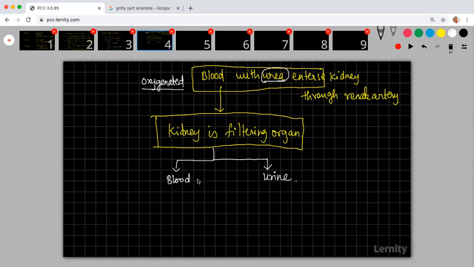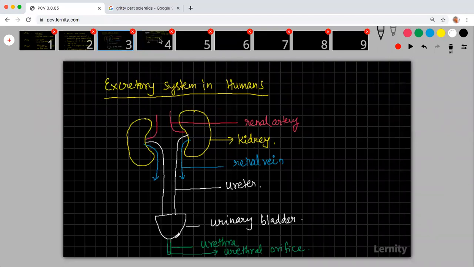From blood, what has happened? Your blood is separated separately. So the kidney will separate these two things. No, both the kidneys are not in the same level of height. I will come to kidneys. I will try to talk about it. It will be there. I will explain. Wait for some time.